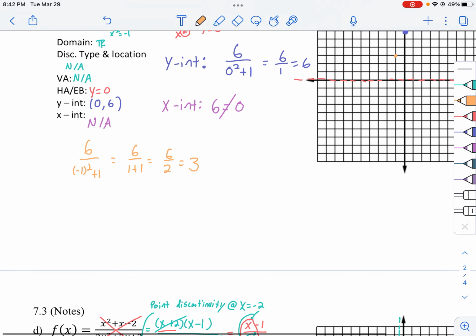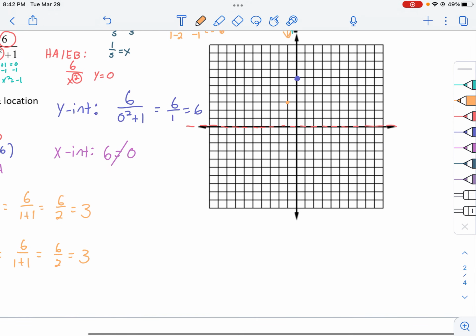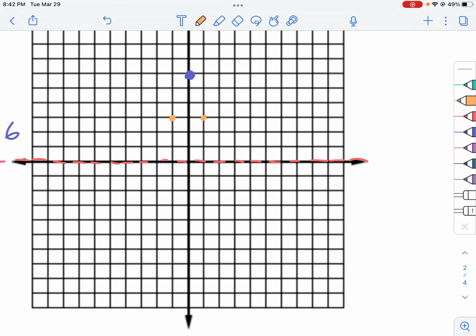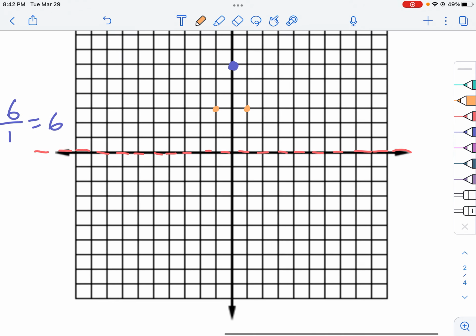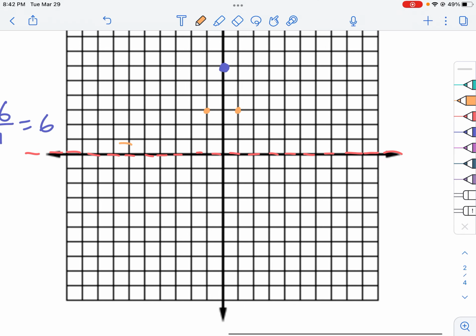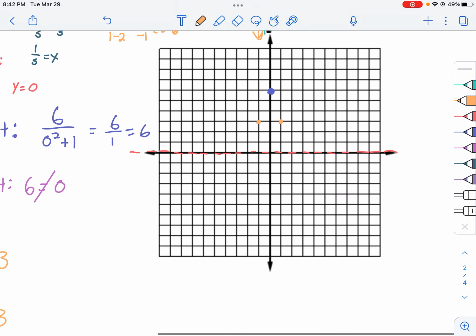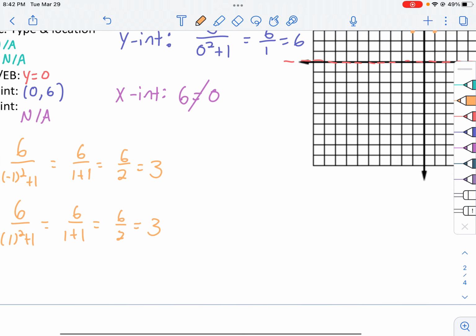Okay. Let's plug in positive 1, see what happens. So 6 over 1 squared plus 1 is 6 over 1 plus 1, which is 6 over 2, which gives us 3 again. So we go positive 1 up to 3. Okay, so it looks like it's kind of like a parabola. We could plug in more points if you have a good idea of what's happening here, right, because of these end behaviors. You could graph from these 3 points. But let's just see, right?